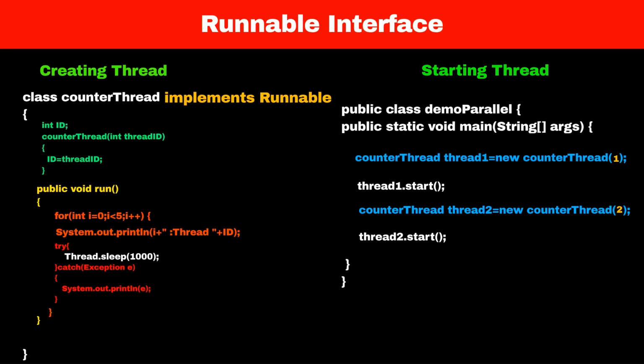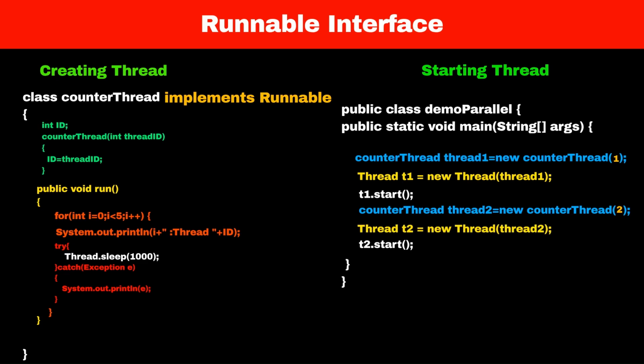When any child class implements the Runnable interface, we can't directly call the start method using the child class object. For calling the start method, first we have to create an object of the Thread class and pass our child class object to it, and then call the start method from the Thread class object. We have to create an object of the Thread class for all the threads. That's it. Our code for multithreading using the Runnable interface is ready. Now let's jump to Eclipse and execute it.